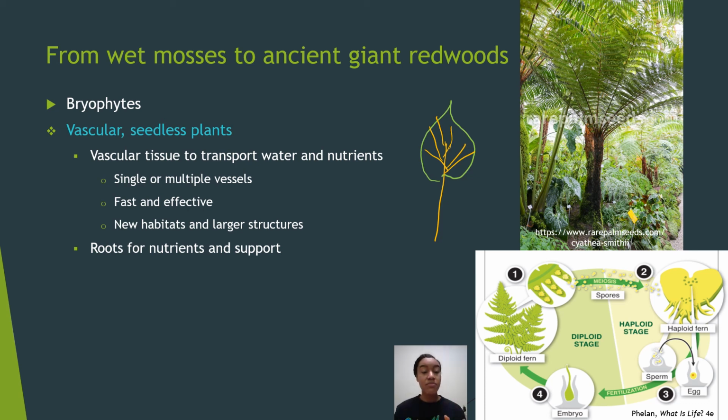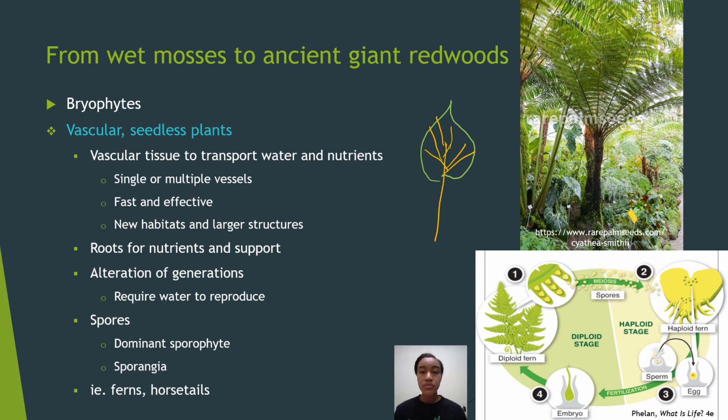So the development of vascular tissue and roots in these plants allow for the taller, bigger plants that can grow in drier areas. Some common vascular seedless plants that you might be familiar with are ferns and horsetails. Most of you guys probably have seen a fern at some point. If you need to see a horsetail, definitely Google it. I had no idea what a horsetail was until recently. But essentially, you've seen a fern.